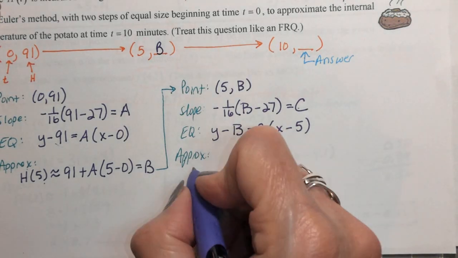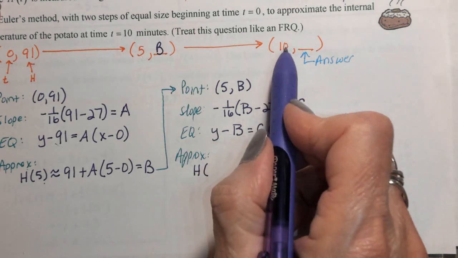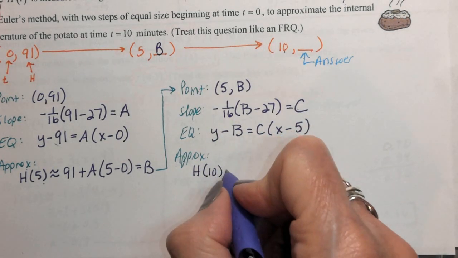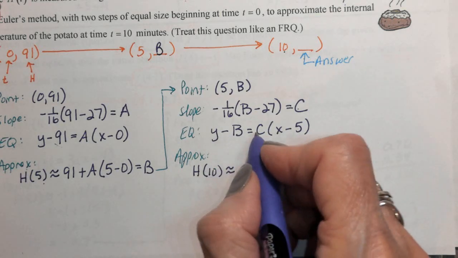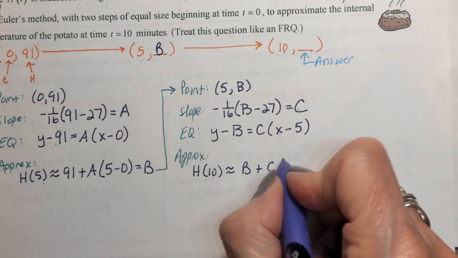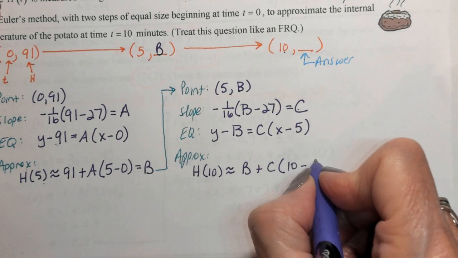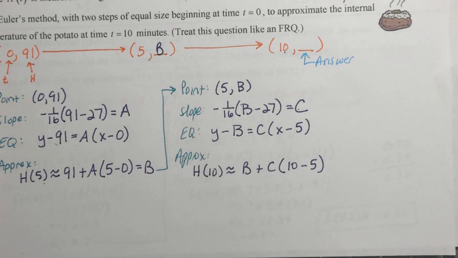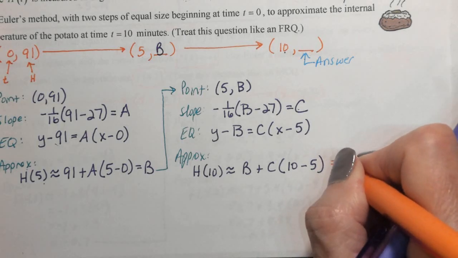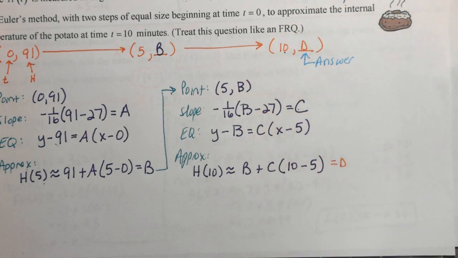Our approximation will be for h of 10. So I'm going to solve this for y and put 10 in for x. Add b to the other side, put 10 in for x, and we are done. FRQ, we are done. We have said what the approximation for h of 10 is. We stop. Okay? If it hurts you a little bit to do that, you can say that this is equal to d and put d up here. But I wouldn't. I would just stop right there.